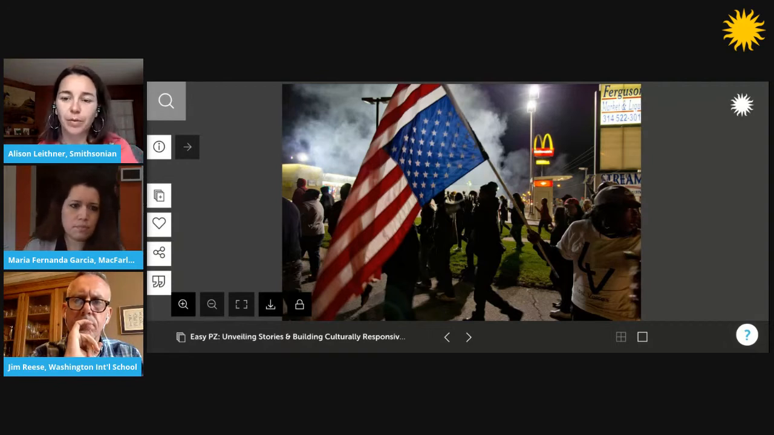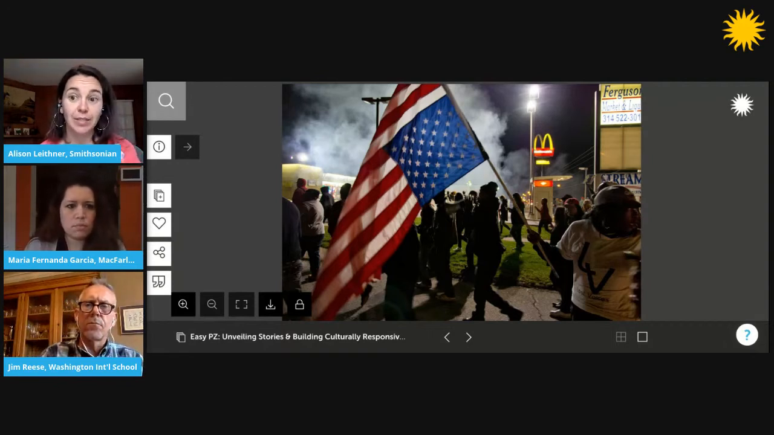So we've had a number of people in the chat note that the flag is upside down. Yes, both that it's upside down and that is often a distress signal. So in this case, the distress is exhibited by the demonstrators. Amy noticed that people are gathering. It seems like a common purpose, but it's at night.